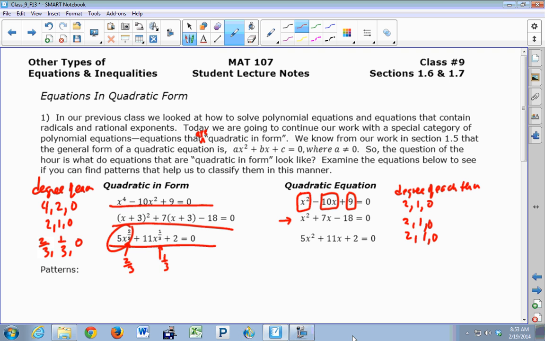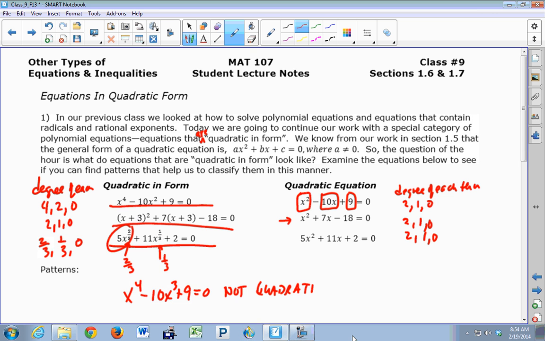So what pattern do you notice here? It's the same pattern here. You can't just say that they simply descend, because if I had something like x to the 4th minus 10x cubed plus 9, it would not be quadratic in form. So maybe it would help for me to tell you something that's not quadratic. In other words, if I had this, that's not quadratic in form.